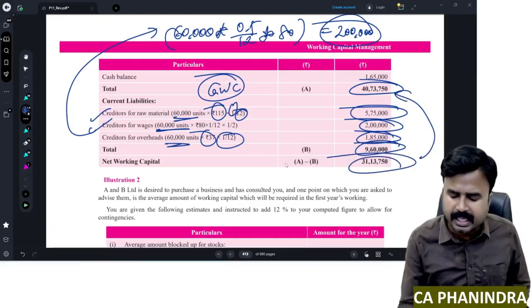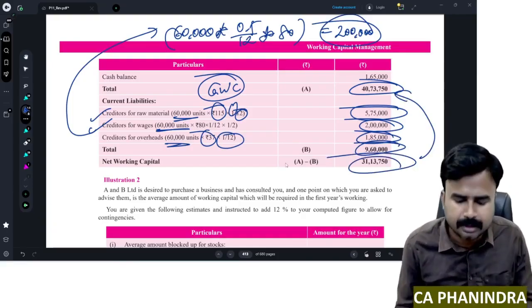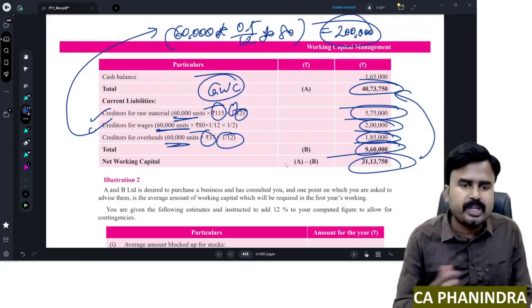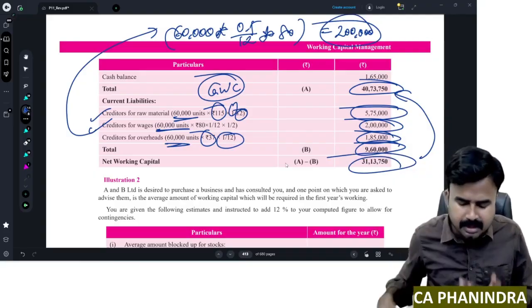Get the total of current liabilities and deduct it from current assets, gross working capital. Then I'll get the net working capital. In case you have any safety margin, add it. Okay. With this, we understood how to estimate the working capital requirement. There are so many sums you can handle.